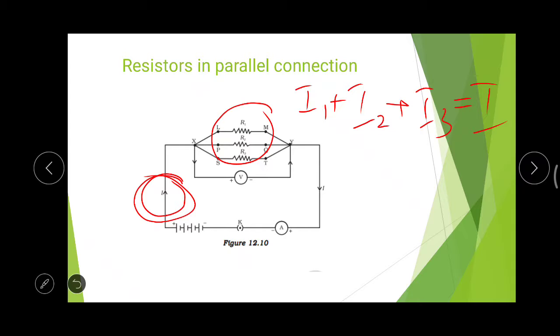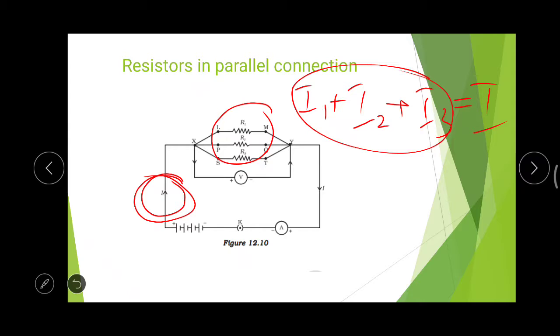But in the case of the series combination, we discussed that we have to take the sum of the potential drop across each individual resistor, and that sum will be equal to the total applied potential from the cell. We have discussed that one. Now I1 plus I2 plus I3 is equal to I. If you take the sum of the current passing through the individual resistors, that will be equal to the total current passing through the circuit, I.